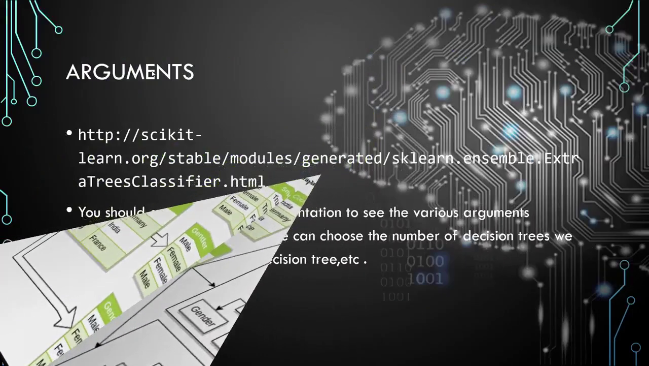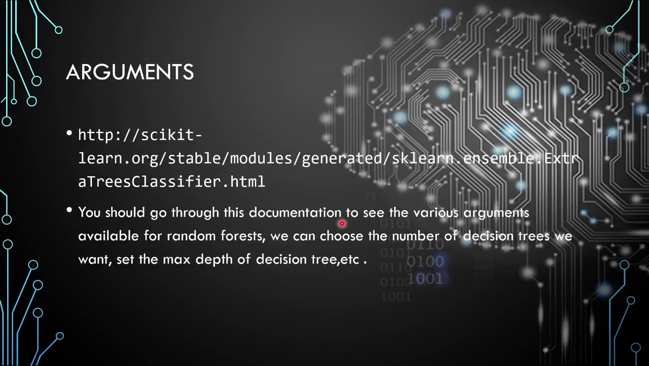There are many arguments in the sklearn module for this classifier. It is part of the ensemble module. I suggest you go through the scikit-learn documentation. Of course, you don't need to type the link from the video; you can just search for the sklearn ensemble random forest classifier documentation. You should go there to see the various arguments available for the random forest. We can also choose the number of decision trees we want, set the maximum depth of the decision trees, and so on.